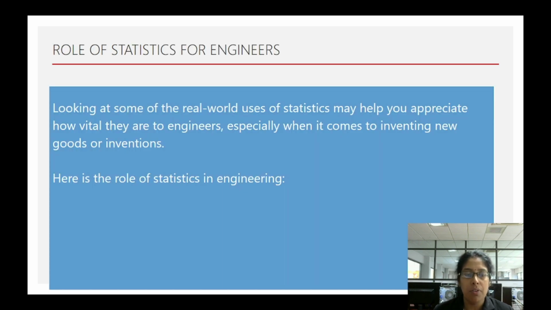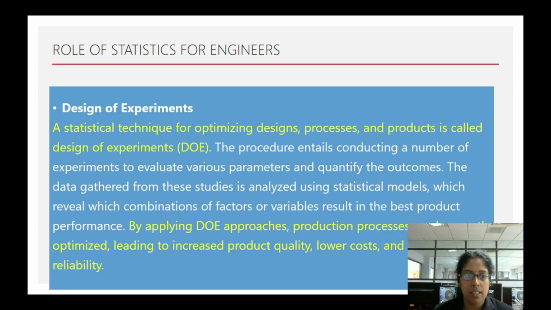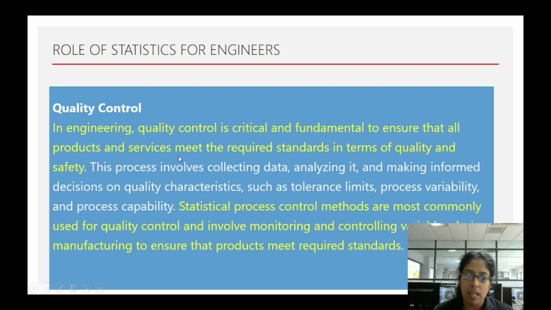To understand the role of statistics in engineering, it would be better to understand where it is really used. What are the real world uses of statistics? To start off, let us take the design of experiments. This is the first role of statistics in engineering. Design of experiments is a statistical technique which helps in optimizing designs, processes and products. By applying this DOE approach, the production process can be greatly optimized, leading to increased product quality, lower costs, and increased reliability.